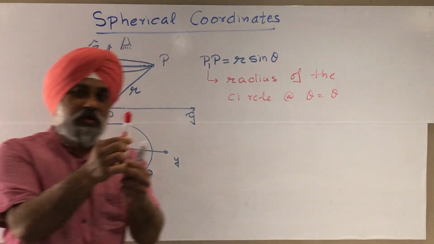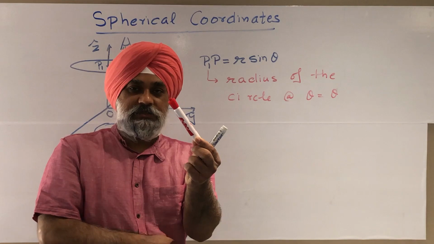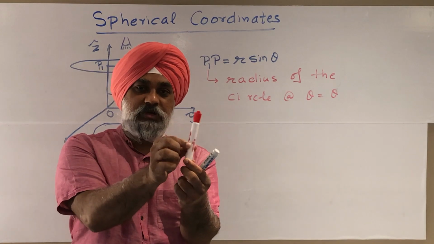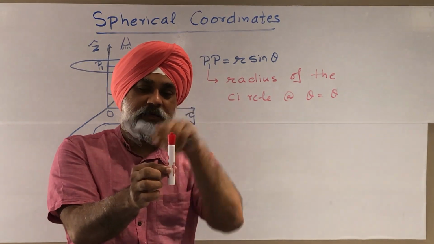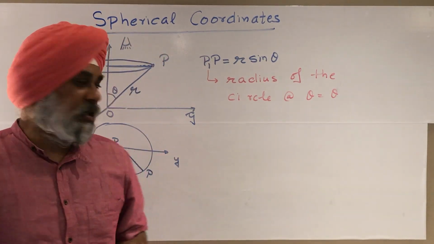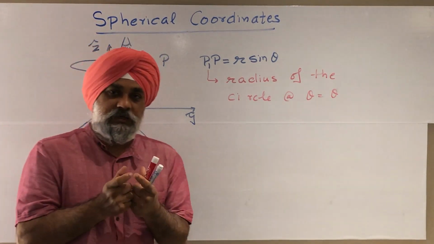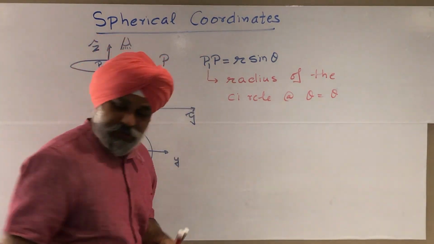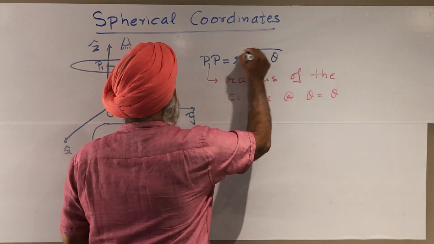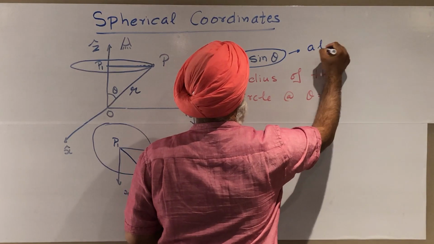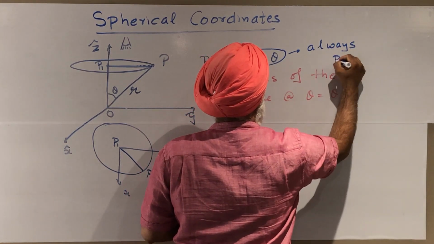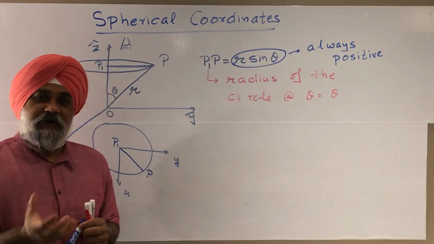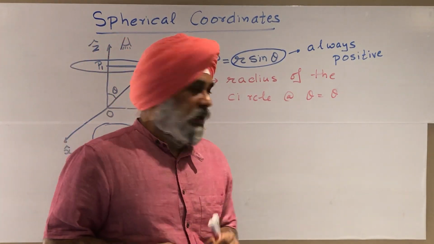You have taken this line and you have tilted it around till you have gone to some angle theta. What is the radius of that circle you're going to make in this horizontal plane? That is what is represented by r sine theta. This is a physical dimension. This has to be positive. So r sine theta is a physical dimension. This has to be always positive. A negative r sine theta has no physical meaning, right?